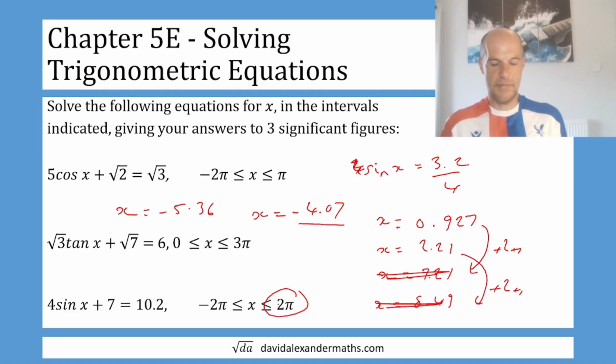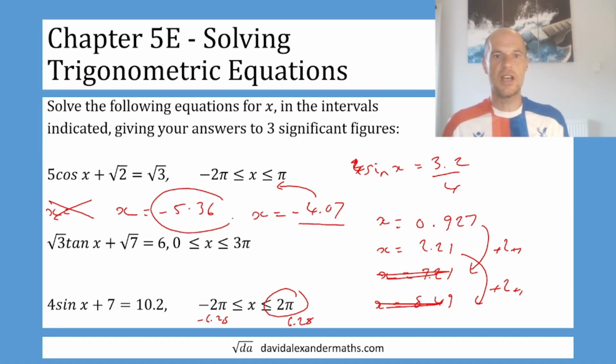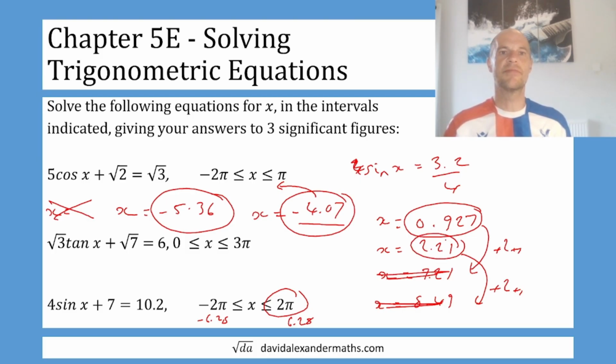so negative 5.36. Now we knew that the value of 2 pi was 6.28, so this is negative 6.28. If we want the one before, we're not out of range yet, but it's going to be minus 4.07 minus 2 pi, and that will definitely take us beneath negative 6.28, so we can get rid of it. So there are 4 solutions: negative 5.36, negative 4.07, 0.927 and 2.21.